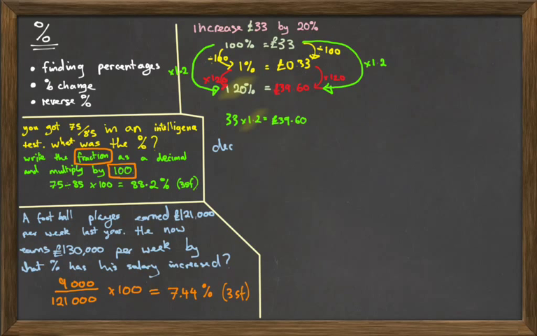Okay, so different kind of question. Well, different question, but same sort. Decrease £107 by 13%. So £107 in this instance is 100%.